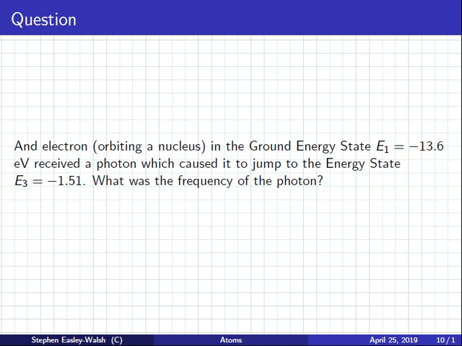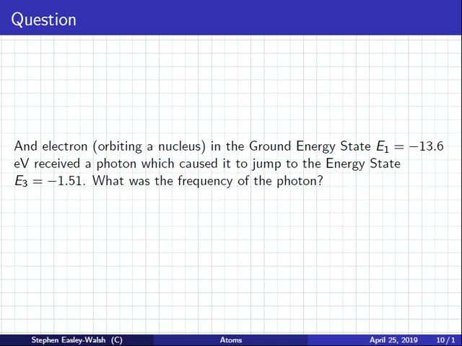It's E1 minus E3? No. E3 minus E1. Why? E3 is big, E1 is small. Always bigger minus smaller. Well, here, 8.1. Don't forget though, that's 8.1 eV. You need to convert it into joules first.